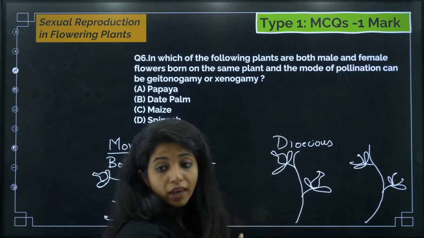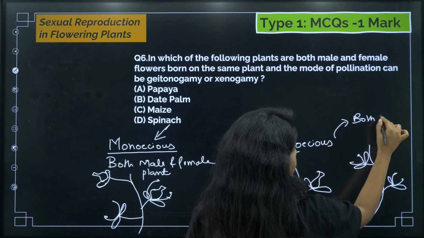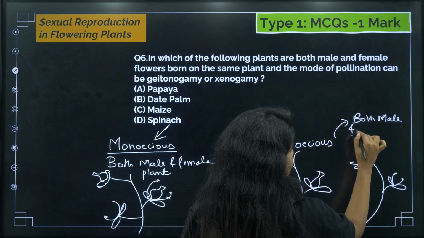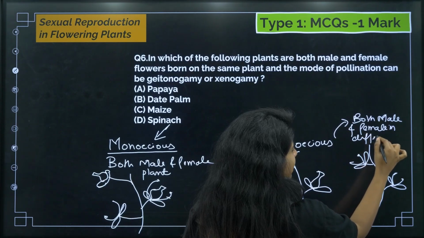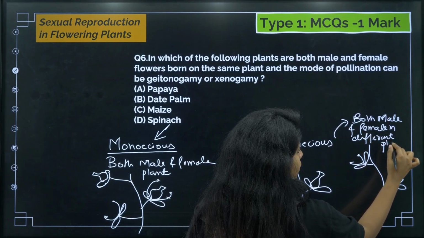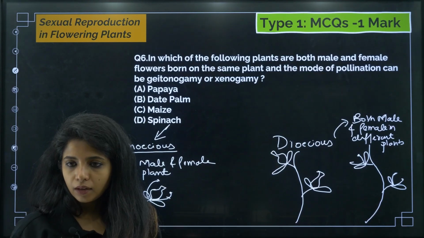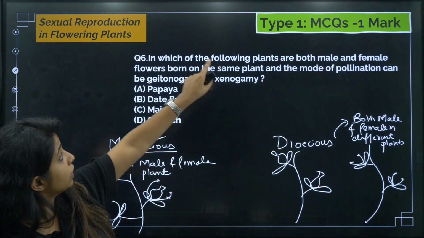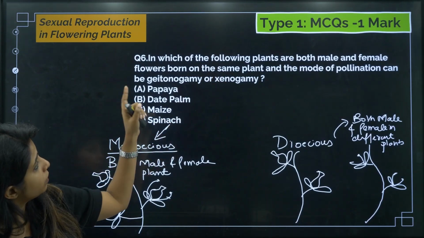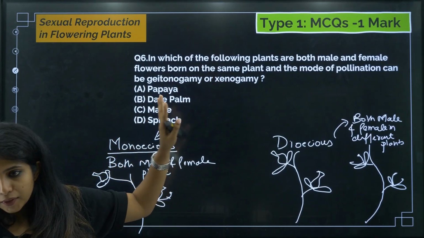So this condition where both the sexes are in different plants, both male and female in different plants, you call this the dioecious condition. Now, the first question is, in which of the following plants are both female and male flowers borne on the same plant? That is the first question.